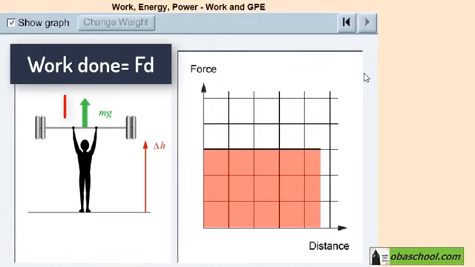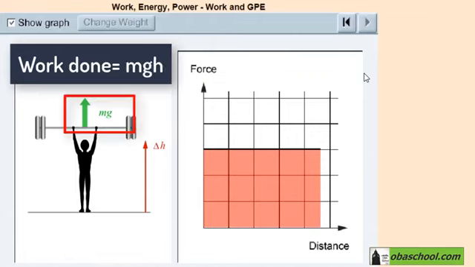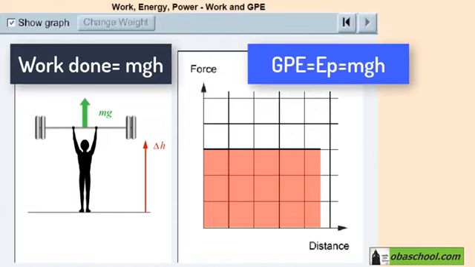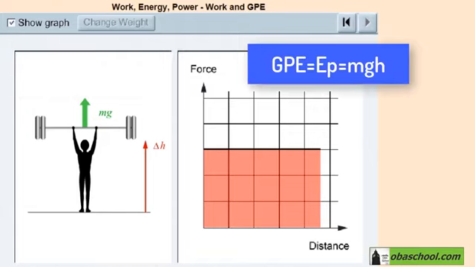And here the force is mg, so the work done is equal to mg multiplied by h. Thus, the change in the gravitational potential energy of the weights is given by E sub p equal to mgh, where m is the mass, g is the gravity, and h is the height.